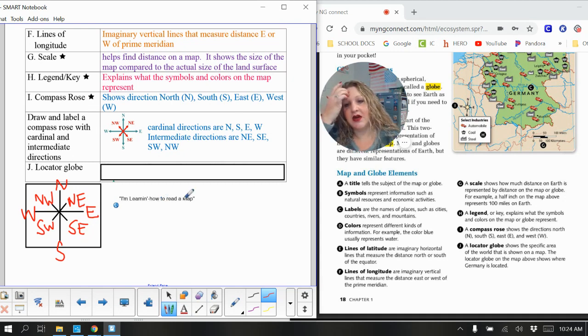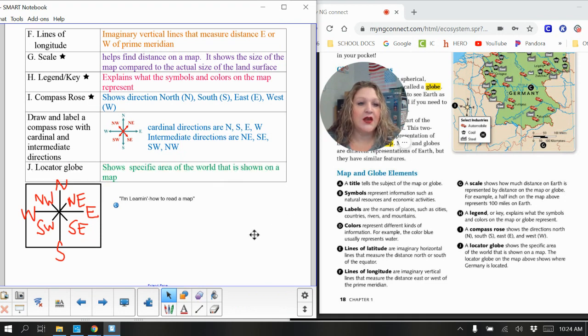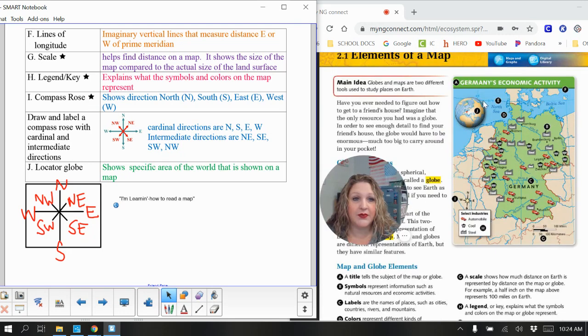Okay, and then our next one here is locator globe, J. A locator globe shows a specific area of the world that is shown on the map. The locator globe on the map above shows where Germany is located, which I pointed out to you already. We'll go back up there again. Here is the locator globe, okay? So then that just gives you an idea of where in the world Germany is.